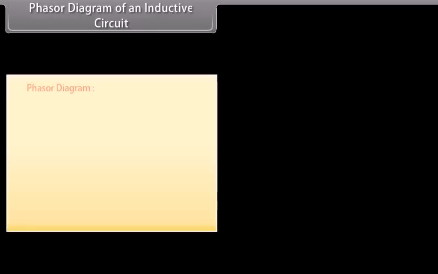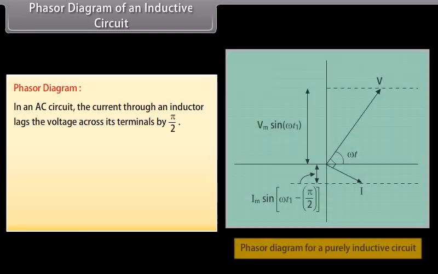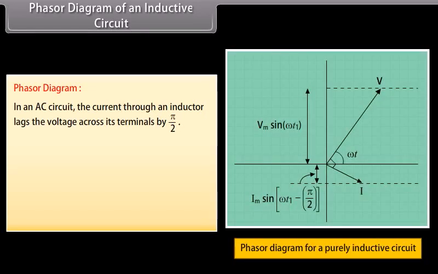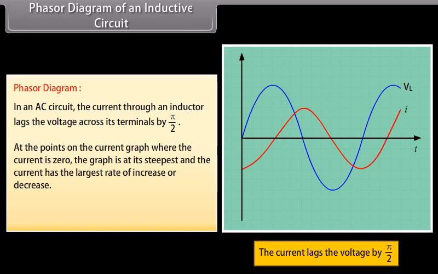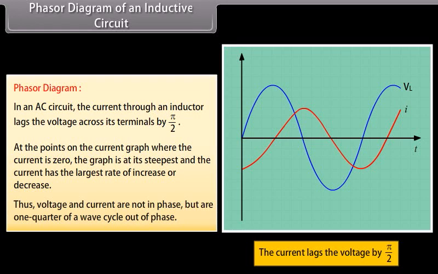Phasor diagram of an inductive circuit. In an AC circuit, the current through an inductor lags the voltage across its terminals by π/2. At the points on the current graph where the current is 0, the graph is at its steepest and the current has the largest rate of increase or decrease. Thus, voltage and current are not in phase, but are 1/4 of a wave cycle out of phase.